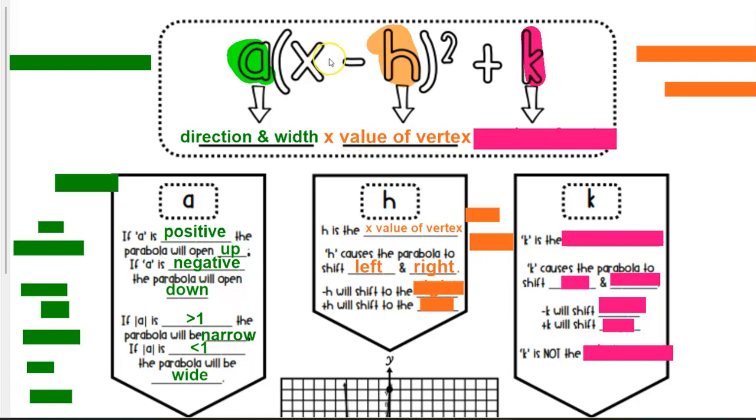If we are subtracting h inside the parentheses, then the parabola will shift to the right. Okay, you move the opposite direction of the sign when you are inside the parentheses. Which means if we add h inside the parentheses, the parabola will move that many units to the left.